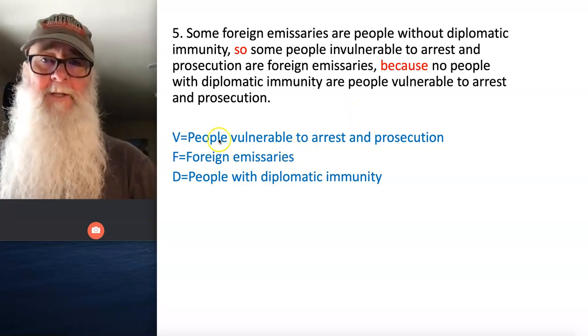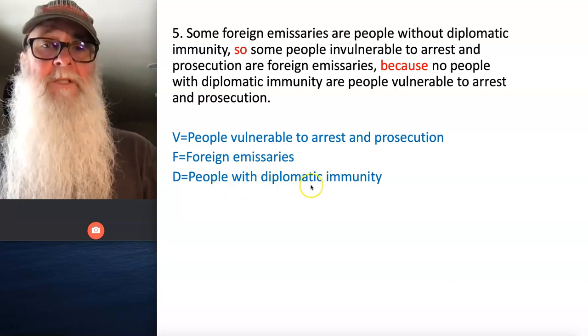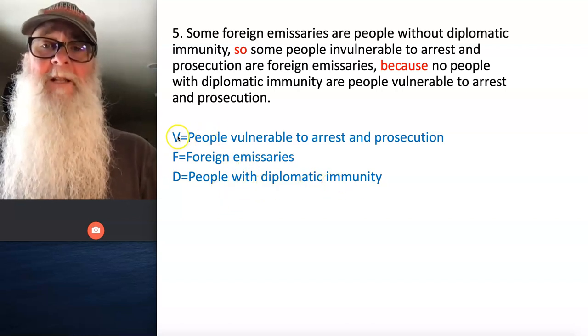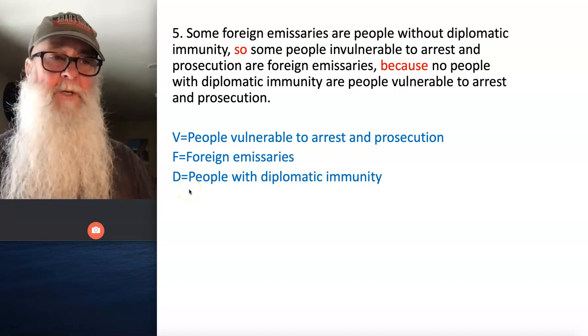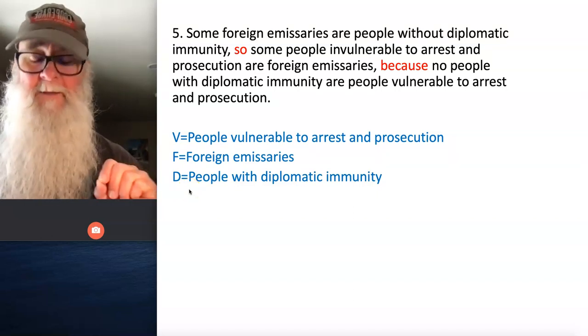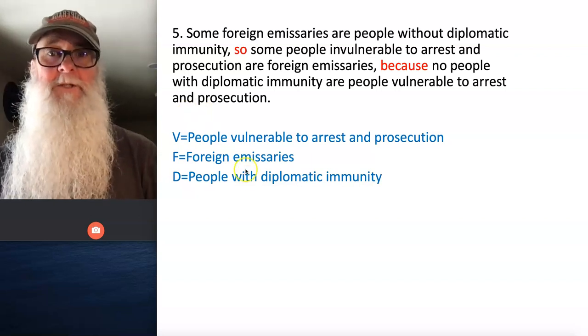I chose as my terms people vulnerable to arrest and prosecution, foreign emissaries, and people with diplomatic immunity, represented by the letters V, F, and D. If you chose different letters to represent the terms, you want to go ahead and do a quick cross-check with my letters with your letters so that you can make sure that your argument looks just like mine.